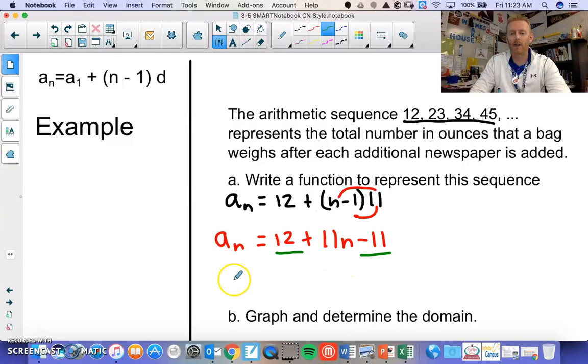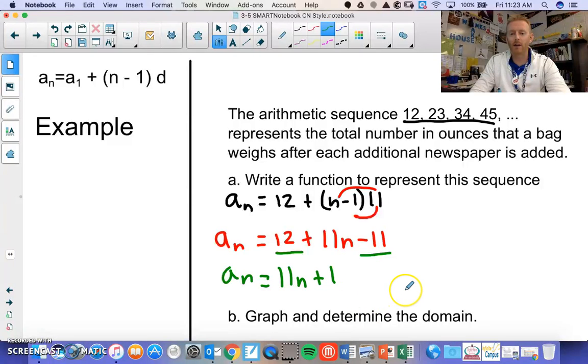And we find out that we have a sub n is equal to, on the third line it's going all glitchy again. Catch up, computer. Here we are. So it's going to say a sub n is equal to 11n plus 1.